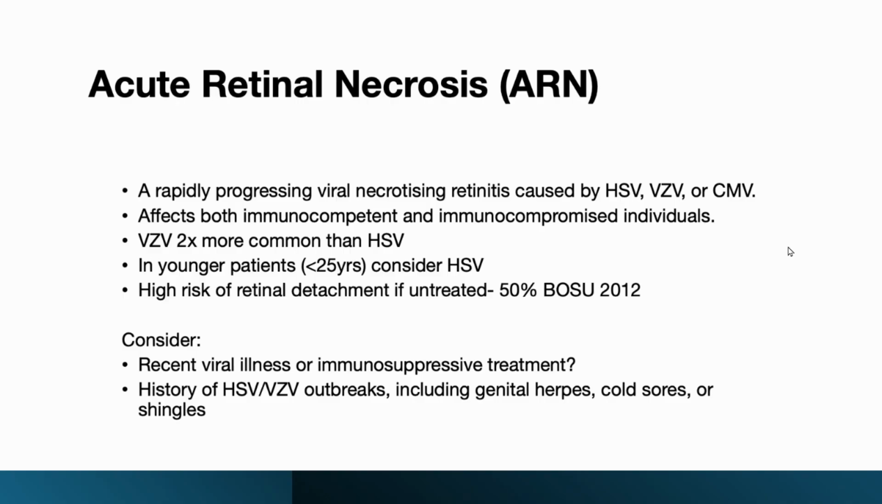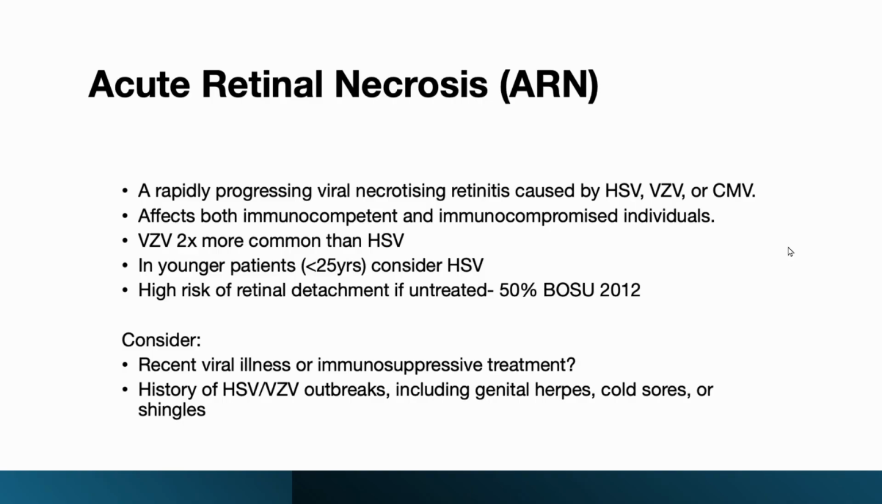Acute retinal necrosis, or ARN, is a rapidly progressing viral necrotizing retinitis, primarily caused by herpes simplex virus, HSV1 and HSV2, varicella zoster virus, VZV, and in rare cases, cytomegalovirus, CMV. It can affect both immunocompetent and immunocompromised patients, with VZV-ARN more commonly occurring in older patients due to declining cell-mediated immunity, while HSV-related ARN is more frequent in younger patients. A major concern with ARN is the high risk of severe vision loss due to its rapid progression and complications like retinal detachment.